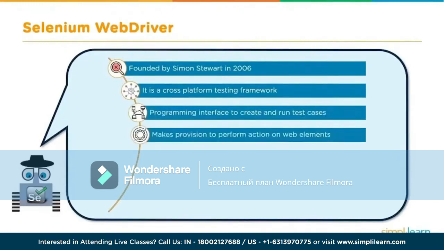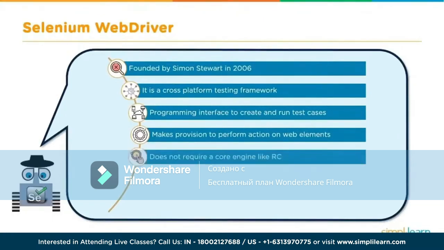And how does this actually work? Test cases are created and executed using web elements or objects, using the object locator and the WebDriver methods. When I do a demo, you will understand what these WebDriver methods are and how we locate the web elements on the web page. It does not require a core engine like RC. So it is pretty fast. Why? Because WebDriver interacts directly with the browser and it does not have that intermediate server like RC had.